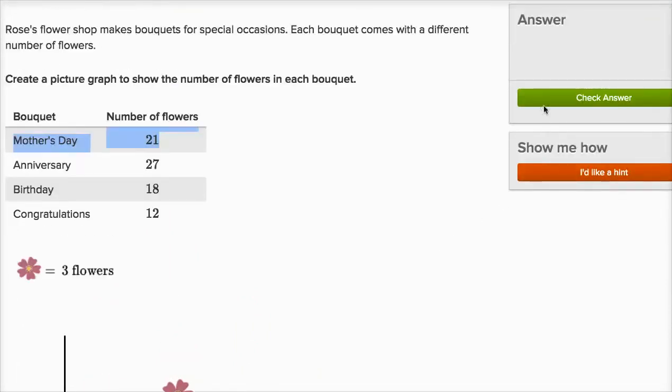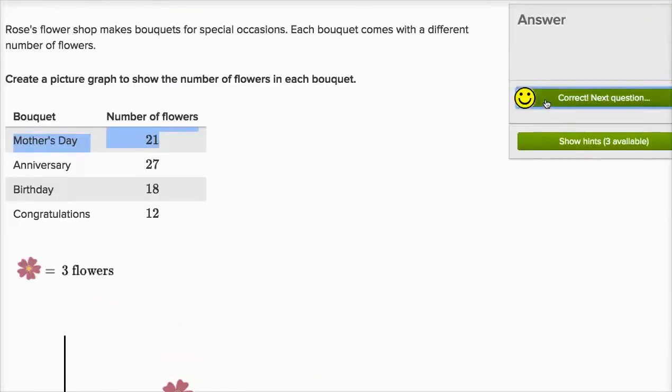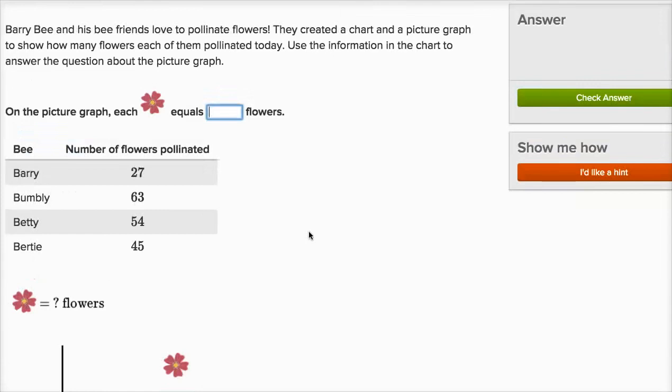Let's do one more of these. All right. Barry Bee and his bee friends loved to pollinate flowers. They created a chart and a picture graph to show how many flowers each of them pollinated today. Use the information in the chart to answer the question about the picture graph. So it says, on the picture graph, each picture of a flower equals a blank number of flowers.